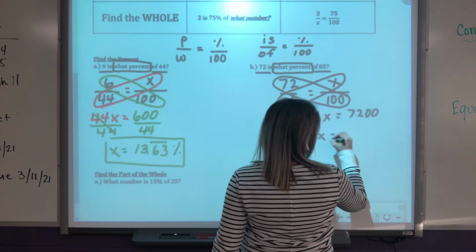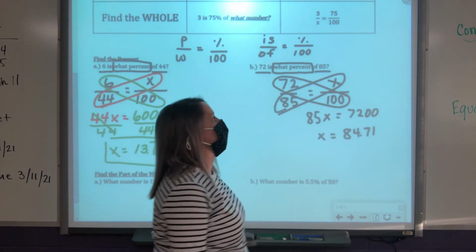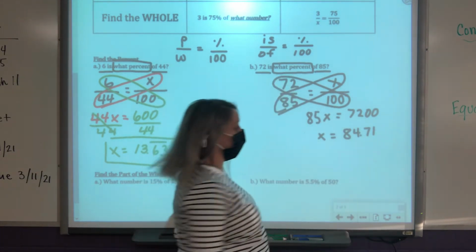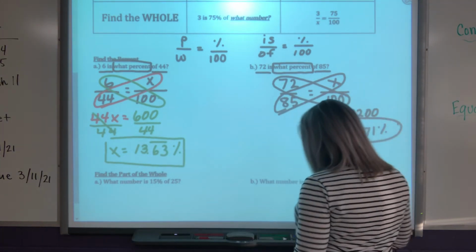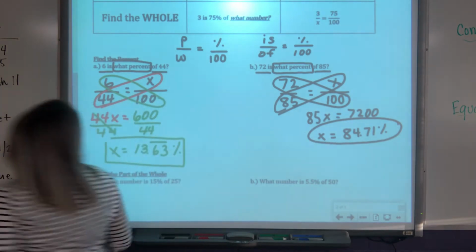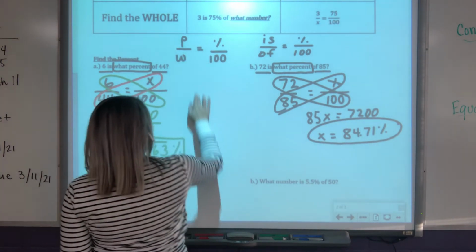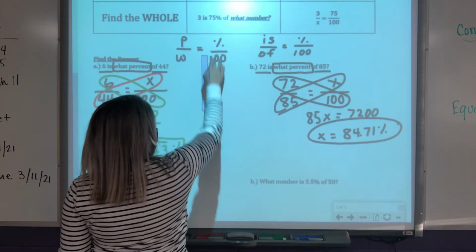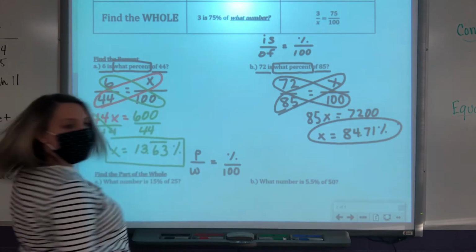So x is equal to 84.71, and that is a what? That's a percent. With numbers like that, should we round even if it doesn't say round? Yeah, absolutely.